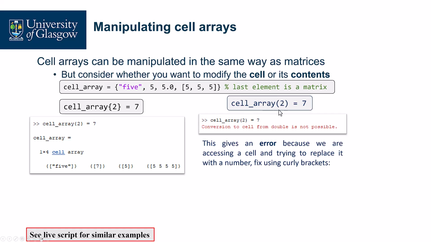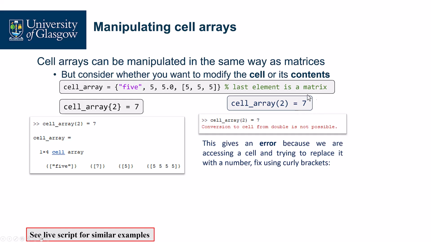The cell array parentheses 2 returns a cell array. I can't use a number to replace a cell array. So this is a mistake. Then how can I solve it? Either I change these parentheses into curly braces. This is one way.